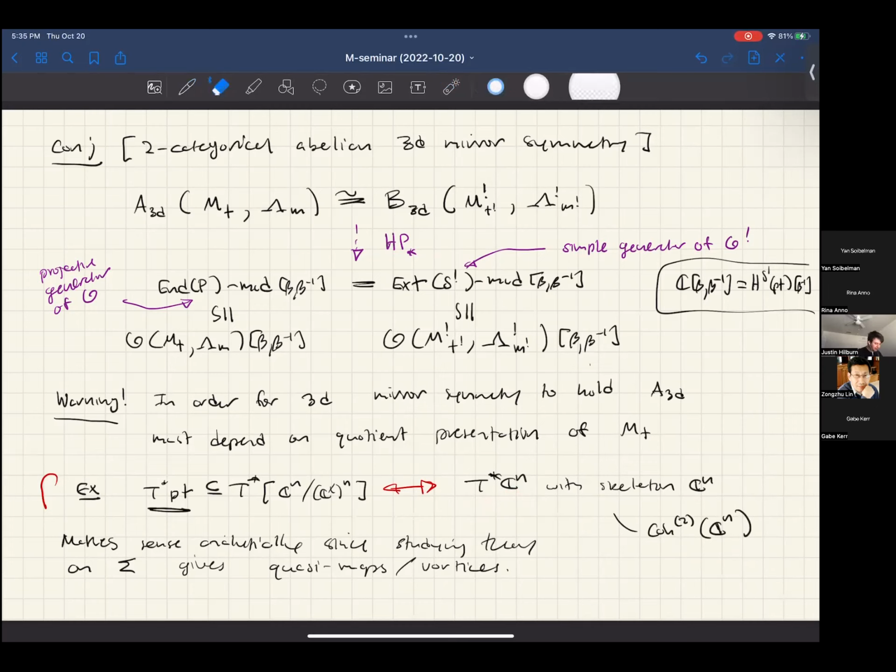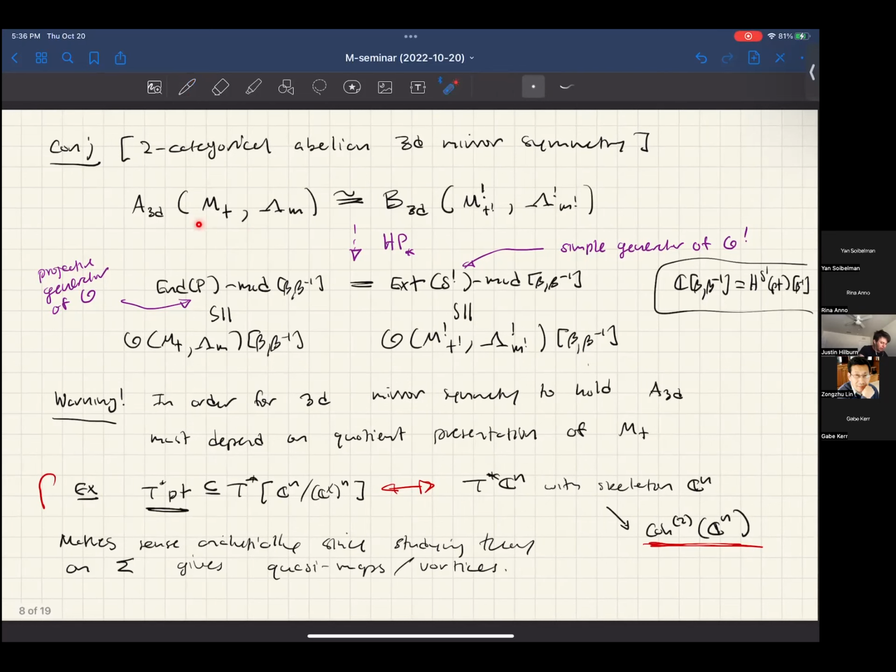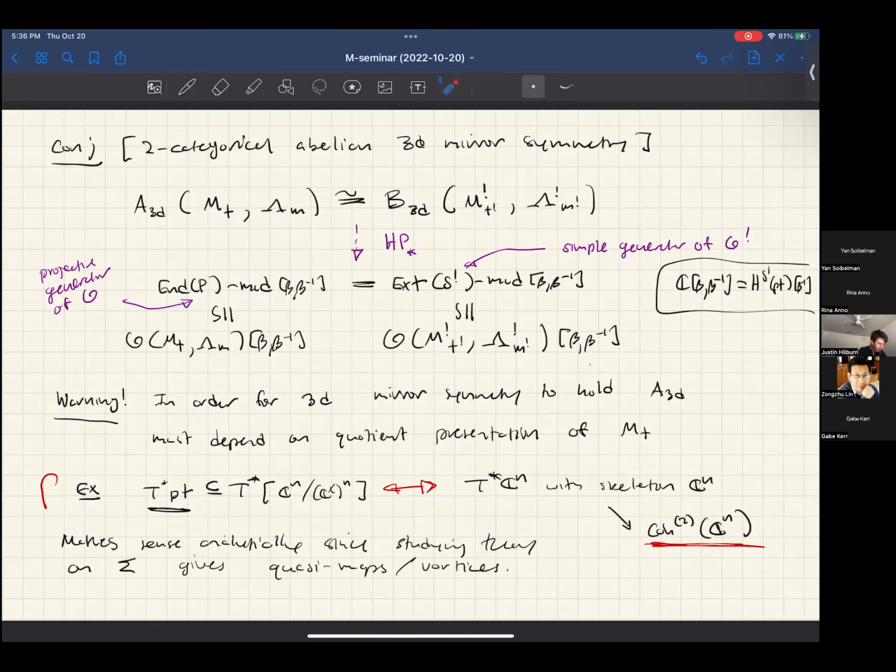This can clearly see N. So this guy can very clearly see what N is, and this point cannot see what N is. So there is no way that this conjecture could hold if this category only depended on the hypertoric variety and not on its specific embedding into a stack.